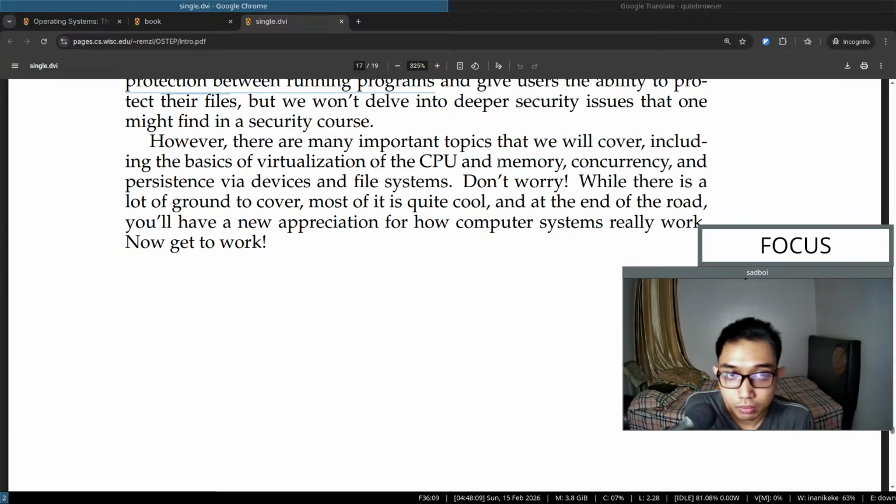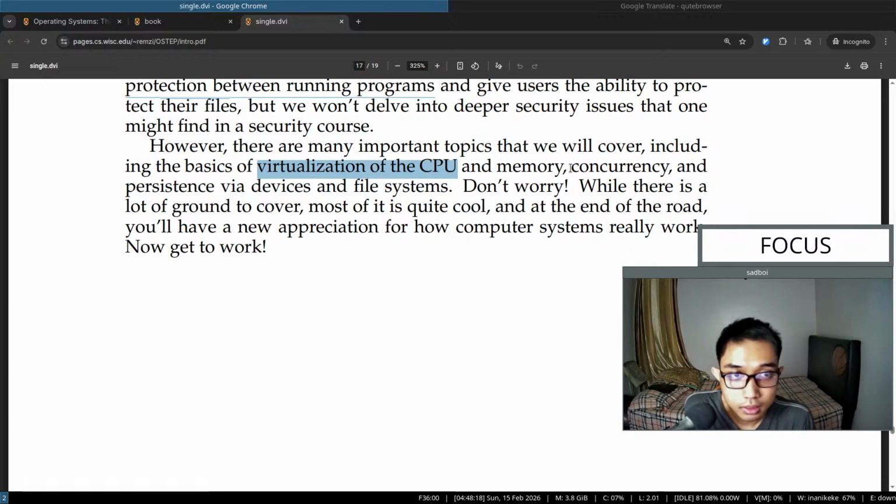I know about virtual memory, but I didn't realize there was virtual CPU. Okay. And then concurrency and persistence via device and file system.